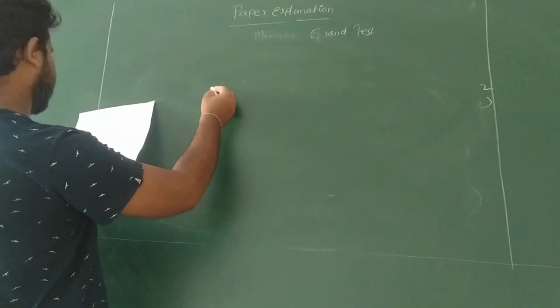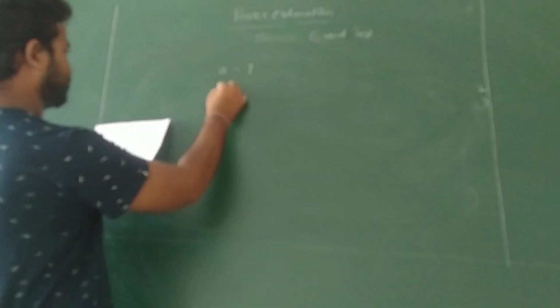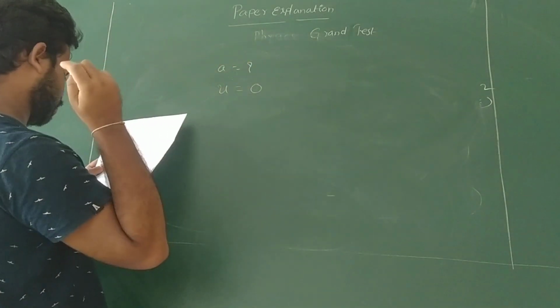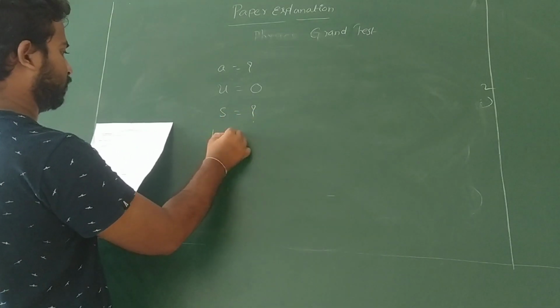See, we have to calculate here a, right? And it starts from rest. Starts from rest means u equal to 0. And we have to calculate here s. Time they have given is 2 seconds.